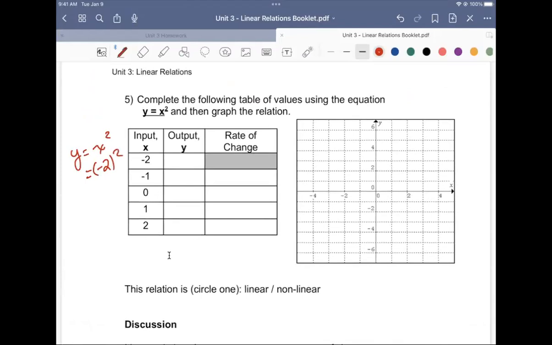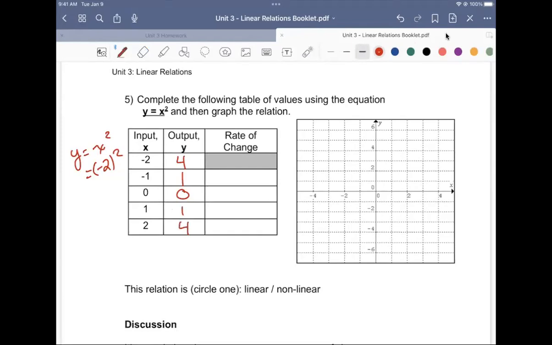-2 squared is going to give me 4. Negative 1 squared is going to give me 1. 0 squared is going to give me 0. 1 squared is going to give me 1, and 2 squared is going to give me 4.